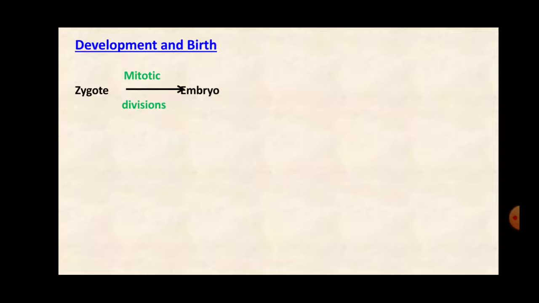Okay, now we shall study in the further part what happens once the zygote is formed, how the development and birth of a baby takes place, and what changes a female body has to undergo to prepare herself for the pregnancy, for development and birth of the baby. These things we shall study in the coming time. So first, let us talk about the development and birth.